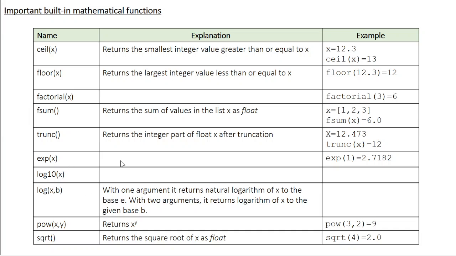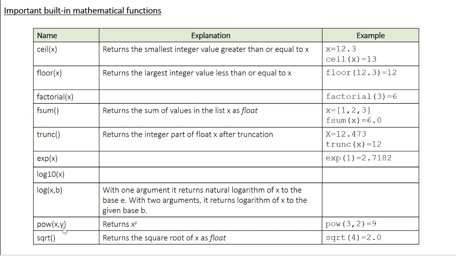Then exp, this is exponential. If you say exp 1, you get the value of e, right? Basically e to the power 1, which is 2.718. Then log10 x, this will give you the logarithm of x to the base 10. Then you have log x comma b. So here if you don't give any value to b, if you use a single argument x, log x, that is your natural logarithm, log to the base e. On the other hand, if you put a number in the place of b, that will give you logarithm of x to the given base b.